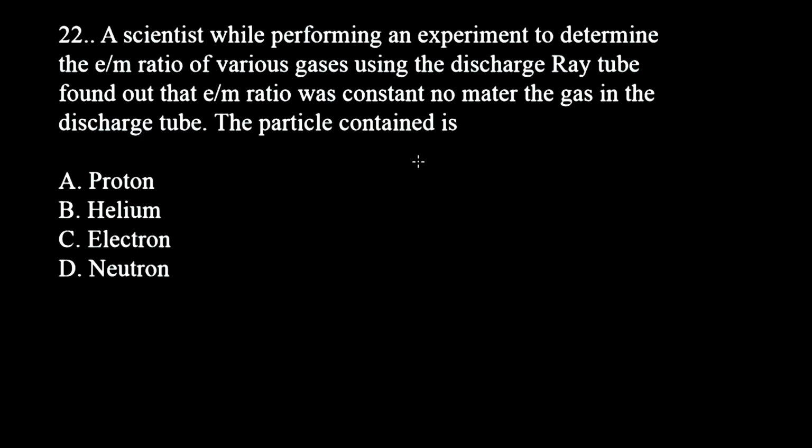So a scientist, while performing an experiment to determine charge to mass ratio of various gases using the cathode ray tube, found out that the ratio of charge to mass was constant no matter the gas in the tube. So the particle contained is the electron, and that's right.